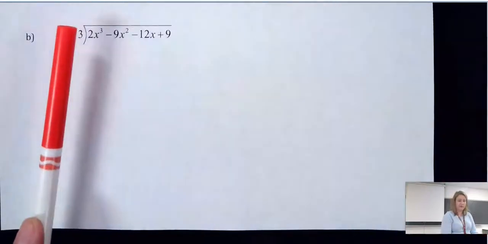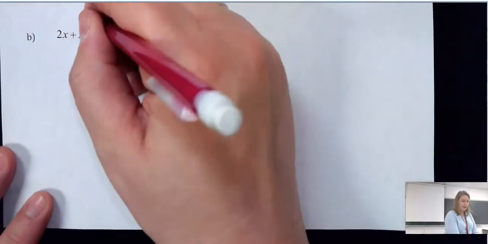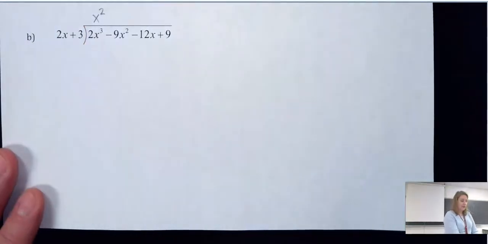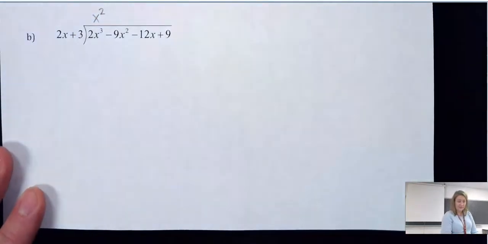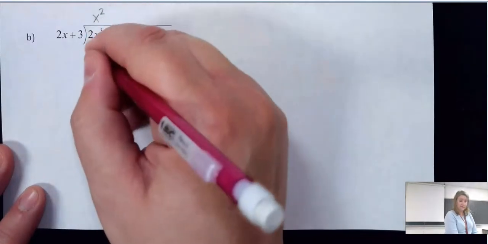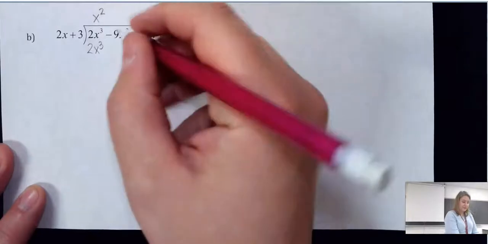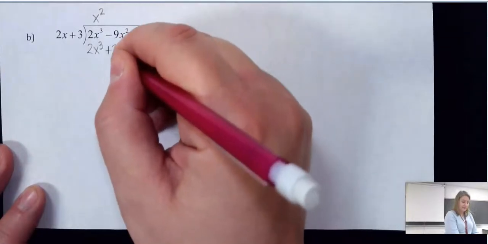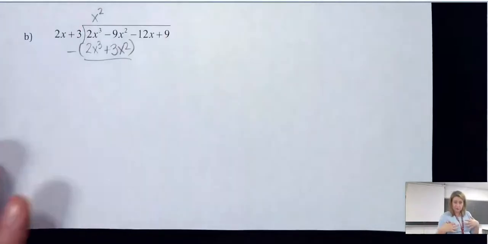So the 2's already match. I just got to get from x to the third. So to do that, we're going to go x squared. X squared then gets multiplied by both terms on the outside there. So x squared times 2x is 2x to the third, which should match up. X squared times 3 is going to make this 3x squared. And then just remember, for your process of long division, you're just subtracting.